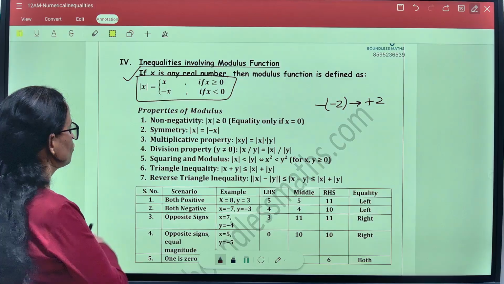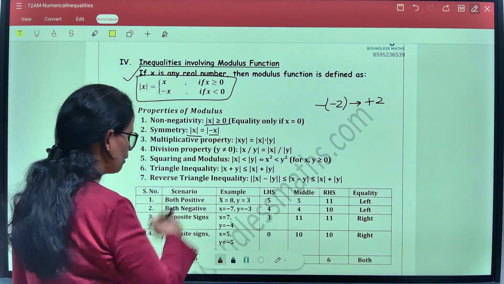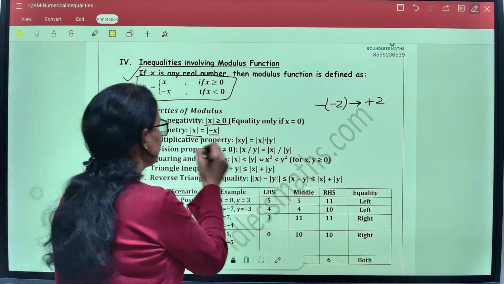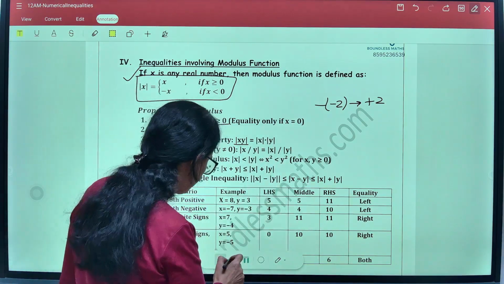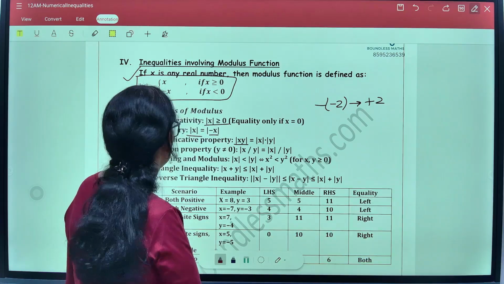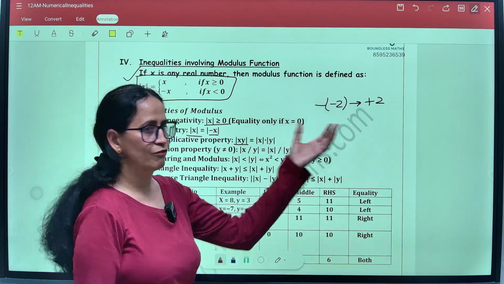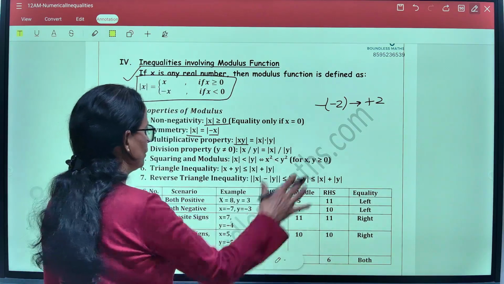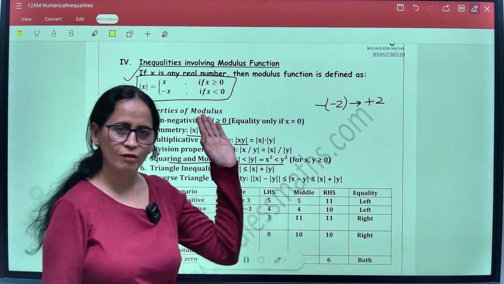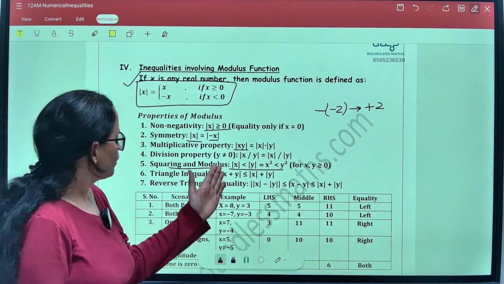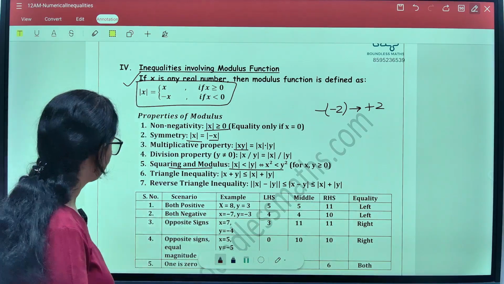Now let's look at the properties of the modulus function. The modulus is always positive. It is symmetric about 0. Multiplicative property: the modulus of two numbers is equal to the product of their individual moduli. Similarly, the division property: modulus of x upon y is equal to mod of x upon mod of y, provided y is not equal to 0. Squaring and modulus: we have used a similar property for solving numerical inequalities already. So |x| is less than |y| means x square is less than y square. Here we just have the modulus symbols now with x and y.